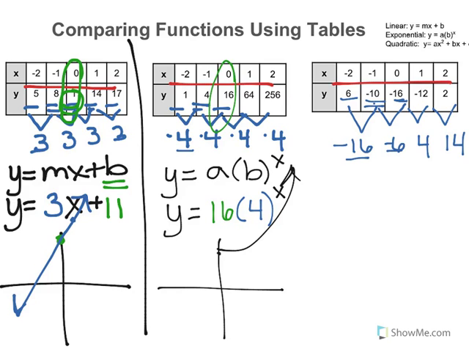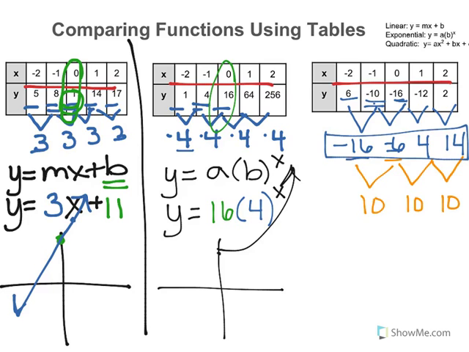Now I'm looking at what's called the second difference. If I take -6 and I subtract -16, I have +10. If I take 4 and I subtract -6, +10. And if I take 14 and subtract 4, +10. This blue part is called my first difference, and this orange part is called my second difference. Notice that second difference is constant. That tells me that I'm talking about a quadratic function.